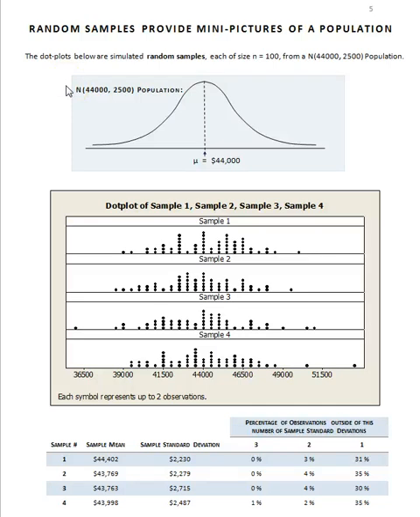This section is about using random samples to make decisions about a population or process. We'll assume complete knowledge of a population. We'll use the population of monthly production costs that we discussed in the last section. Here again is a graph of the population distribution. It's a normal population with a mean of mu equals $44,000 and a standard deviation sigma of $2,500.